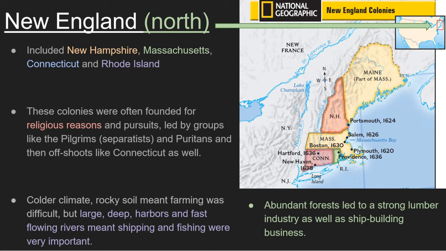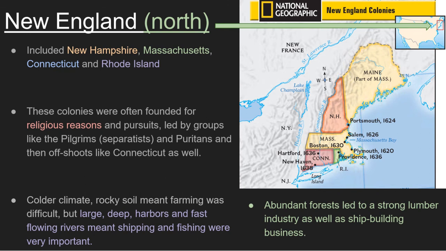They had a colder climate, rocky soil, and fast-flowing rivers and deep harbors, good for shipping, good for lumber, good for fishing. But the cold climate didn't really help very much because of their cold and rocky soil. It wasn't very good for farming.